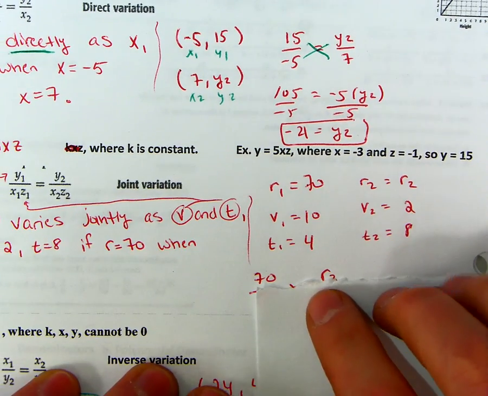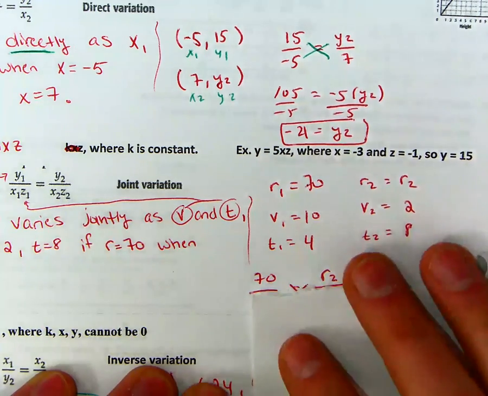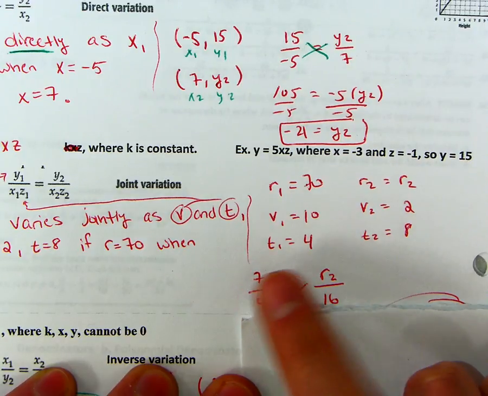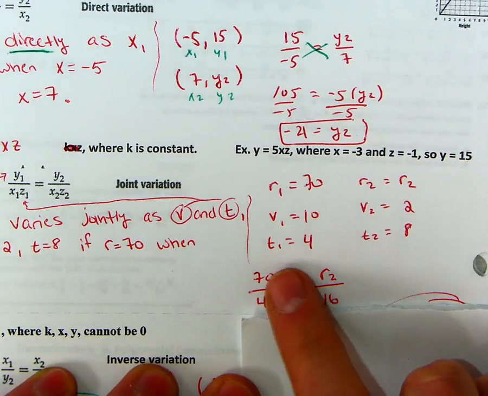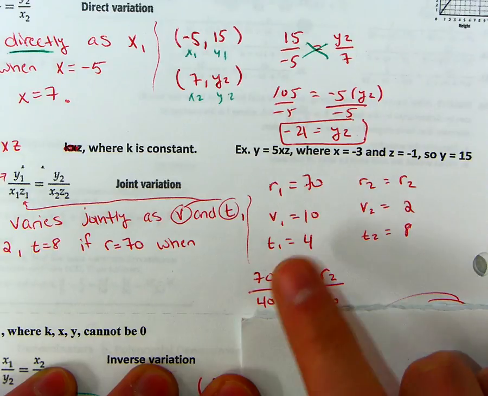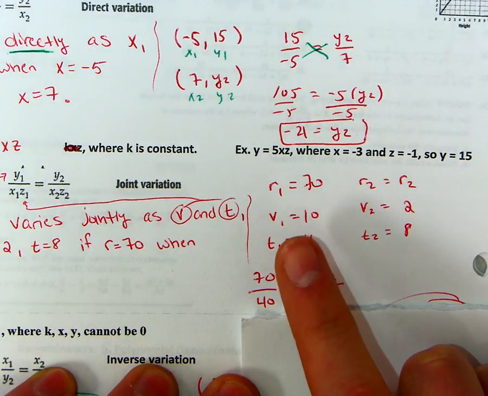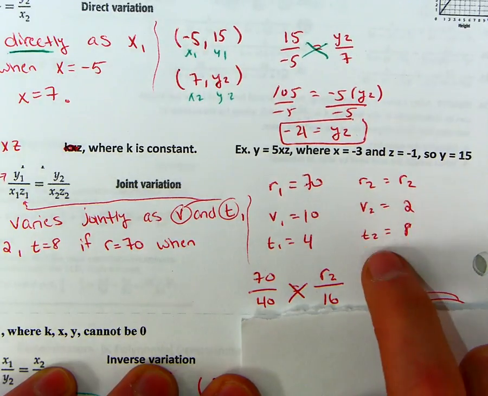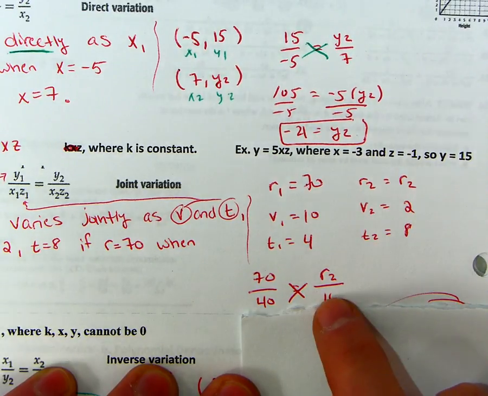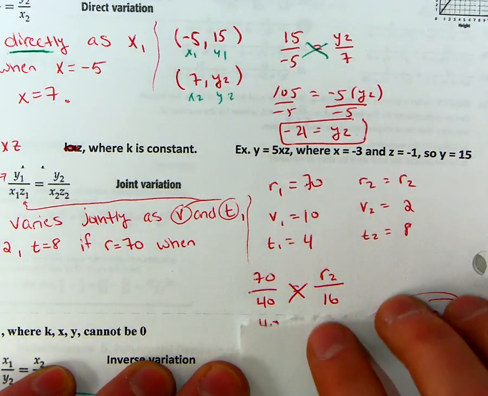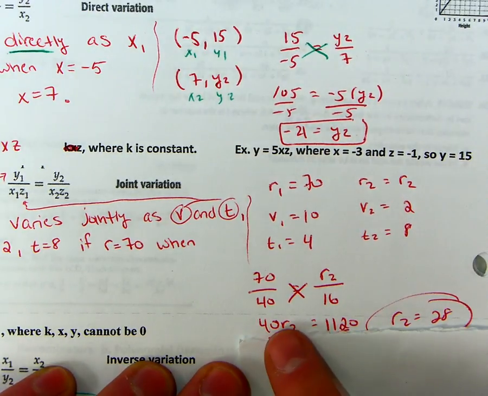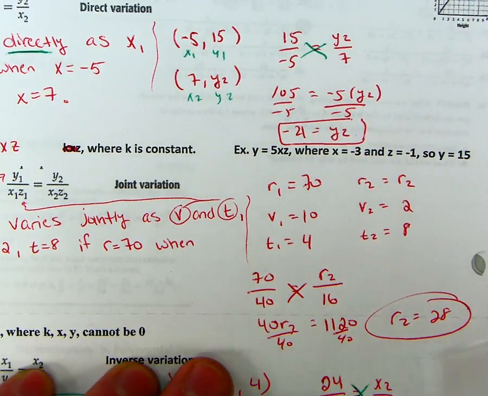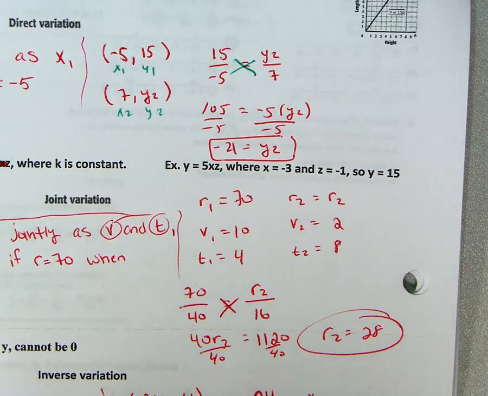So now when we plug this into the key equation here, my r1 and r2 are on the top. That's my y1, y2. So we have 70 and we have r2. My bottom is v1 times t1, so 4 times 10 is 40. And my other bottom is v2 times t2, 2 times 8 is 16. Cross multiply. You then have 40r2 equals 1,120. Divide by 40 on both sides, and you're left with r2 equals 28.